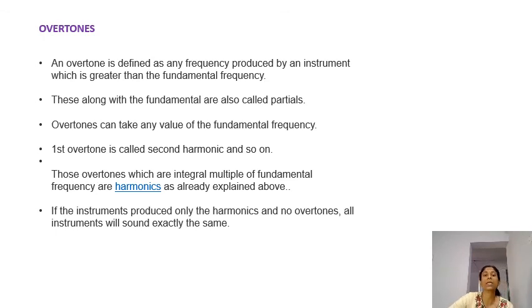So an overtone that is an integral multiple of the fundamental frequency is called a harmonic. The instrument may produce only harmonics and no other overtones. If the wave generated is harmonic, the instrument will produce harmonic waves. I suppose you are all clear about harmonics and overtones.